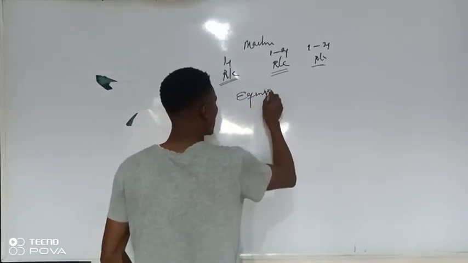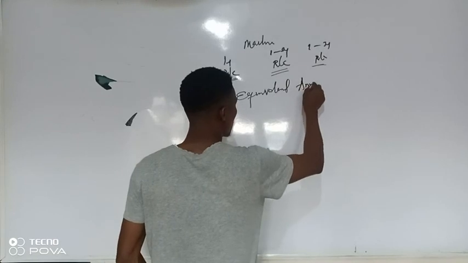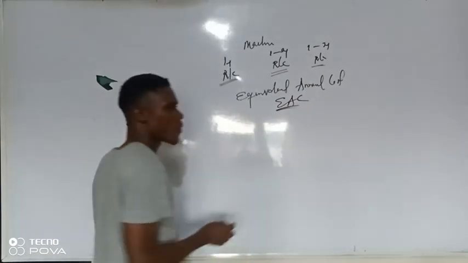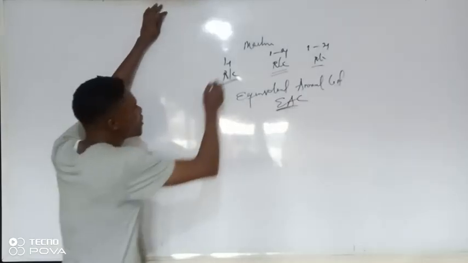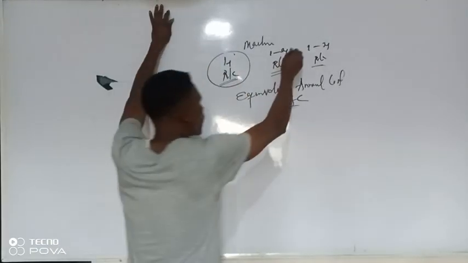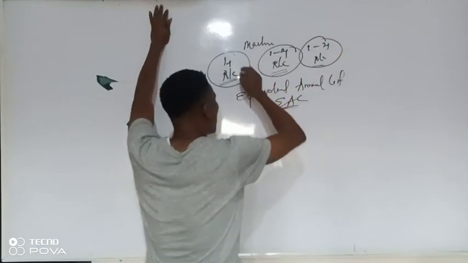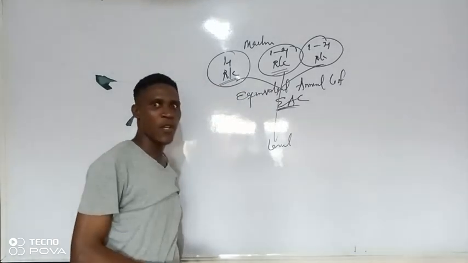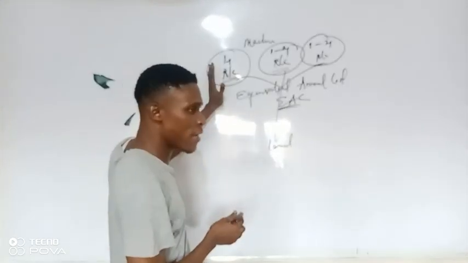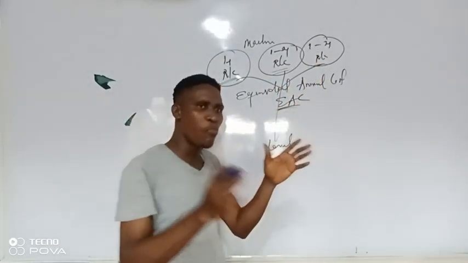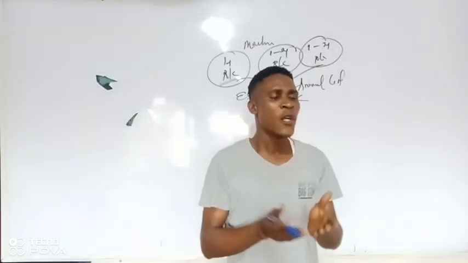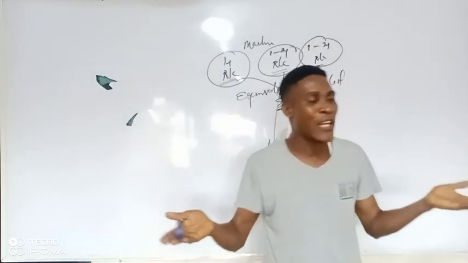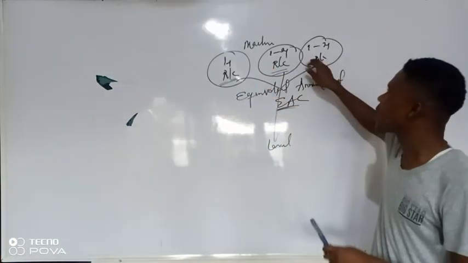Equivalent annual cost. This technique is that you are trying to bring all these costs over the 1 year, over 2 years, over 3 years, to the same level before you compare. Once they are on the same level, that means they are on the same parallel measurement level, and that is when you can compare. You cannot just compare by looking at the figures like that.